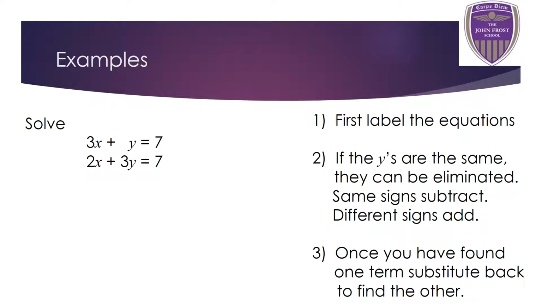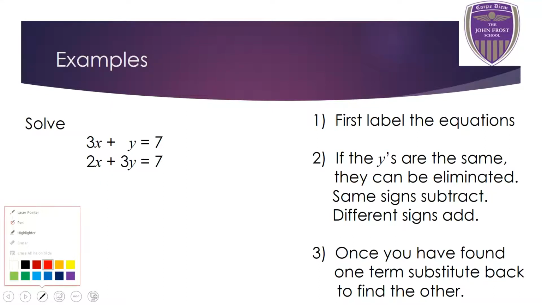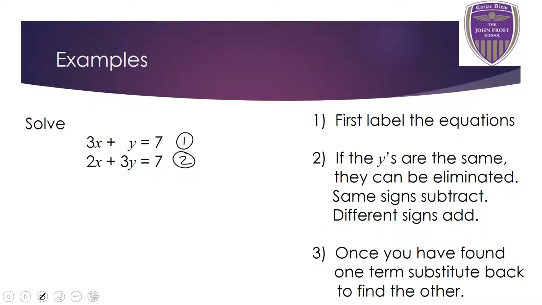If we have a look at this example here, again, we've got two equations: 3x add y equals 7, and we've got 2x plus 3y equals 7 as well. So what we're going to need to do, as we did last time, is make sure that we label each of our equations number 1 and number 2. So we've done step number 1 this time.